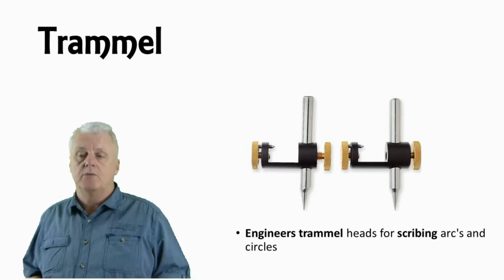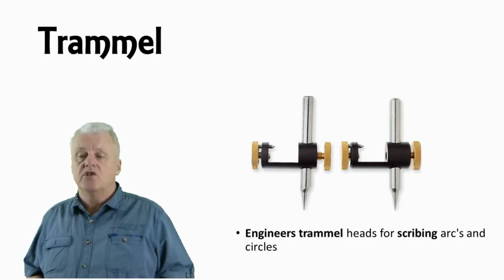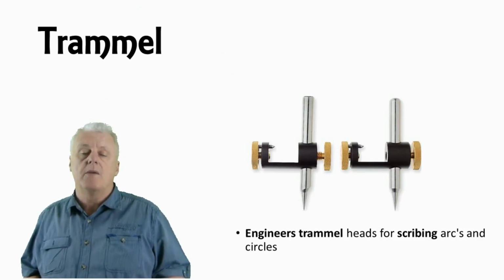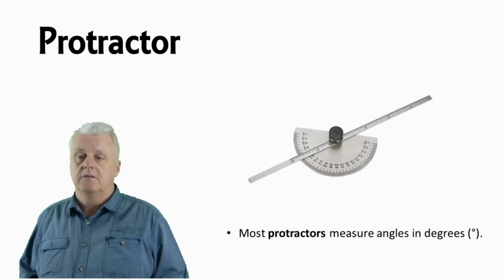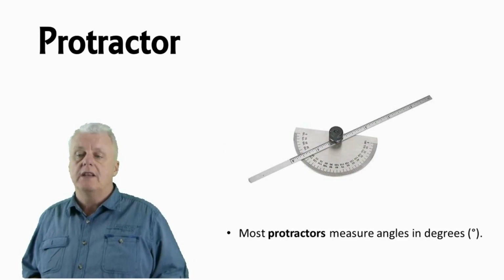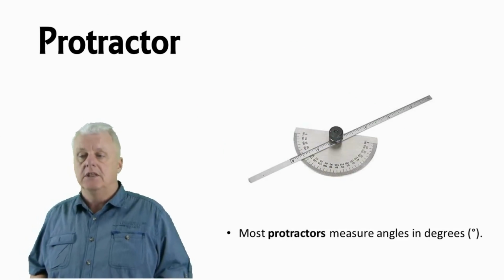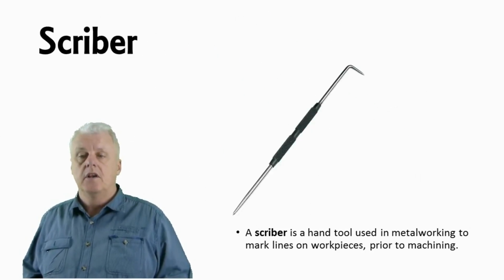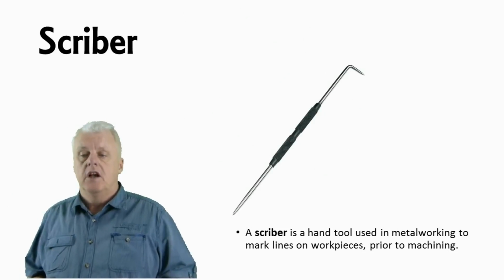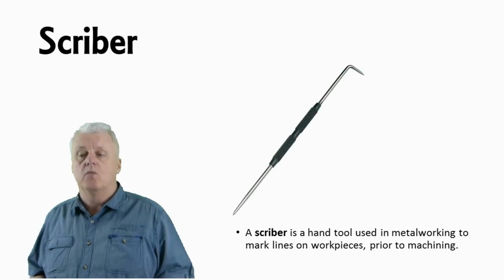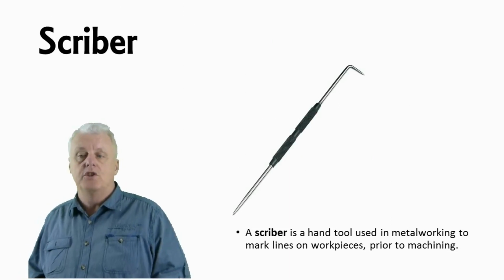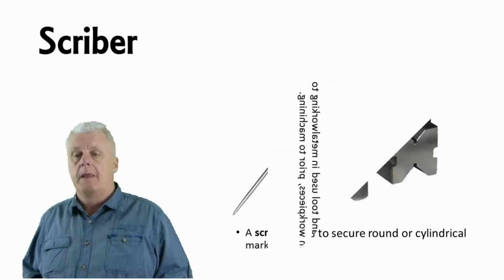Trammels. Engineers' trammel heads are for scribing arcs and circles. Protractor. Most protractors measure angles in degrees. A scriber. A scriber is a hand tool used in metalwork to mark lines on workpieces before you machine the piece.